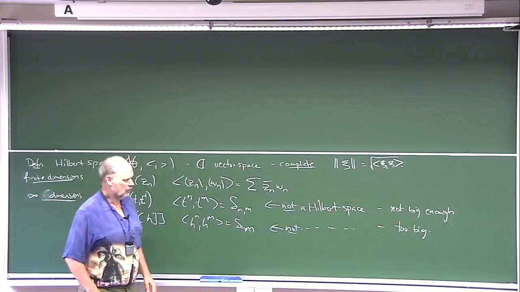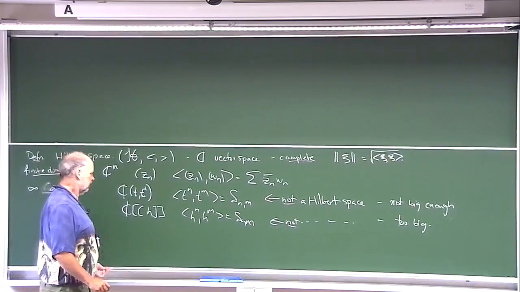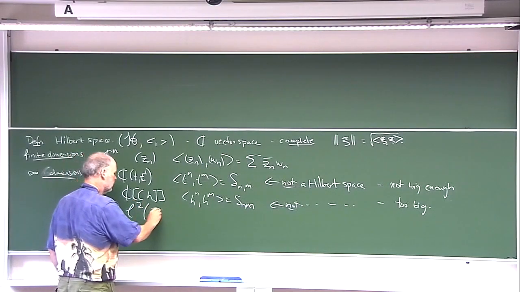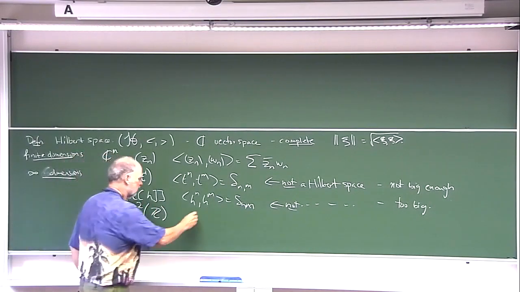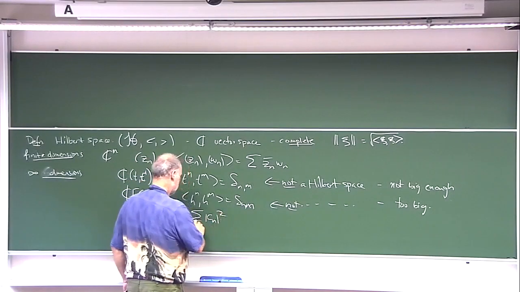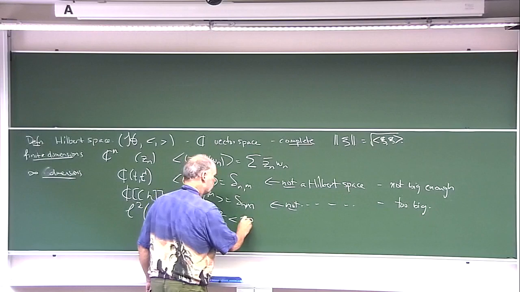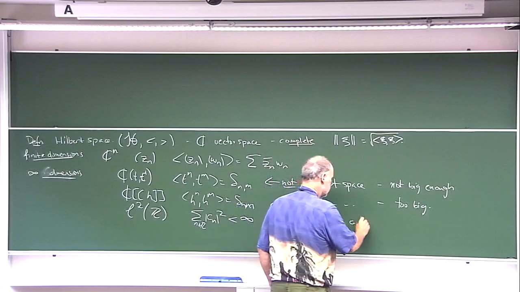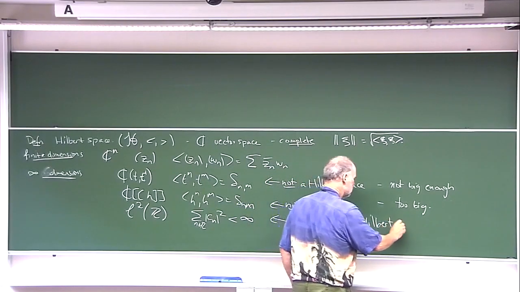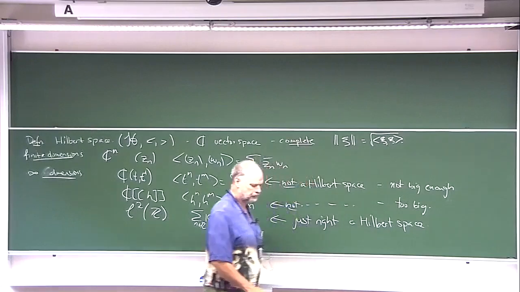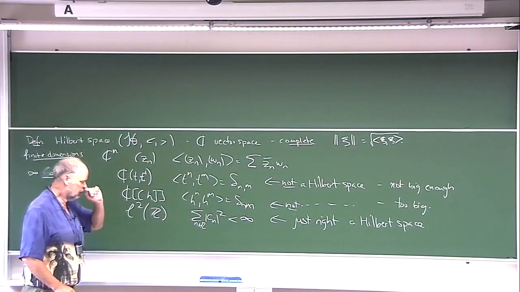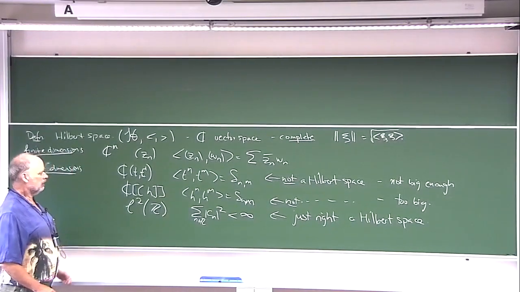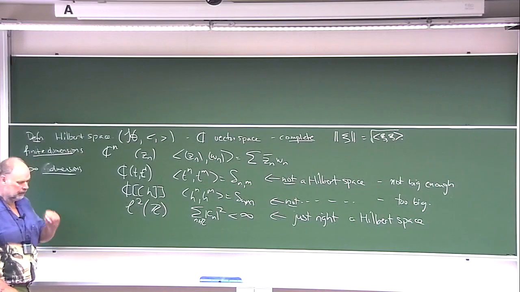All right. So what we search for is the Goldilocks space in between, and that is precisely little L2 of the integers. So this is square integrable functions, sum of |c_n| squared, n belonging to Z, is less than infinity, and this is just right, and it is a Hilbert space. Basically, if you'd chosen other summations on the coefficients not involving sums of squares, you would be wrong also. You wouldn't get a Hilbert space.